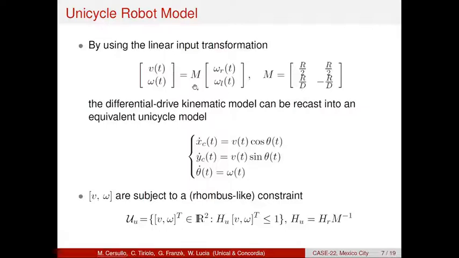By using a linear input transformation, the differential-drive kinematic model can be recast into an equivalent unicycle model. Here we have V and omega that represent the linear and angular velocity of the robot. Also, V and omega are subjected to a rhombus-like constraint.